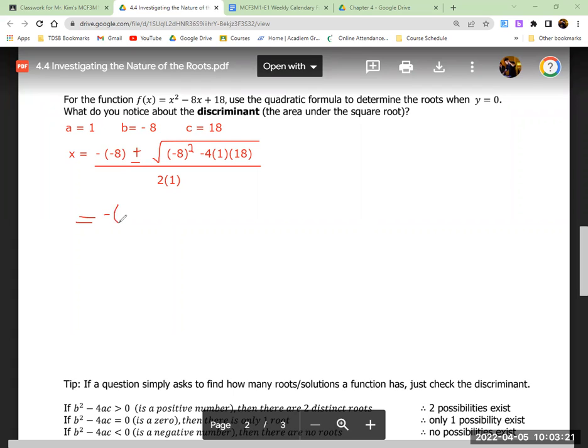Don't go too far. I am going to simplify. But here it is, 8 plus minus square root of 64 minus 4 times 1 times 18 is negative 72.